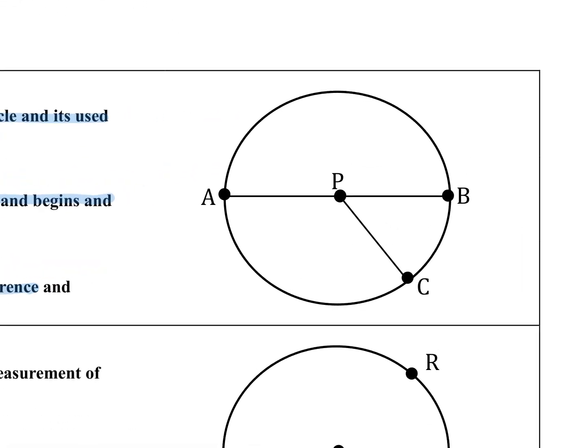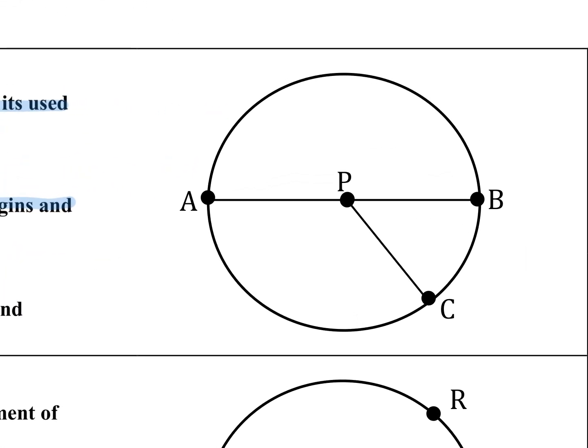Let us look at this circle in here. The center is P. Here's your center, and the name of this circle is circle P. That's how we name it. Remember that's the center here, and that center is where we get the name of the circle. Another thing to look at here is segment AB. This line segment AB is a diameter.